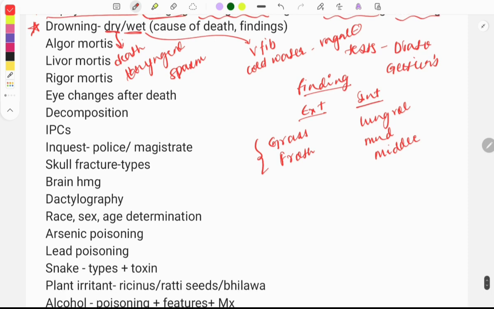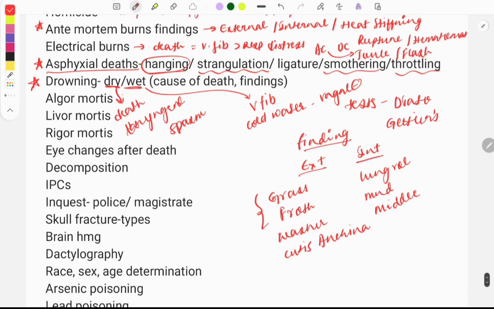Then certain non-specific findings are the washerwoman's hand, cutis anserina. These are non-specific and we cannot say whether the person was alive or killed. So these were the certain points which you need to know from drowning.